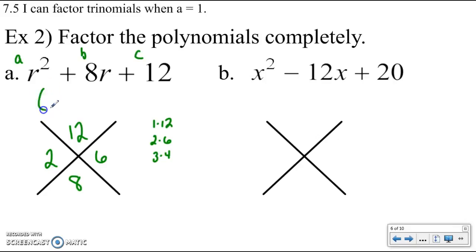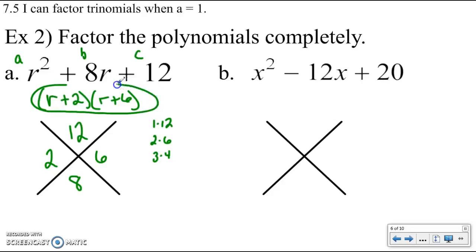So when I write this out in factored form, I have r plus 2 because it was positive 2, and r plus 6 because it was a positive 6. And that is my final answer.